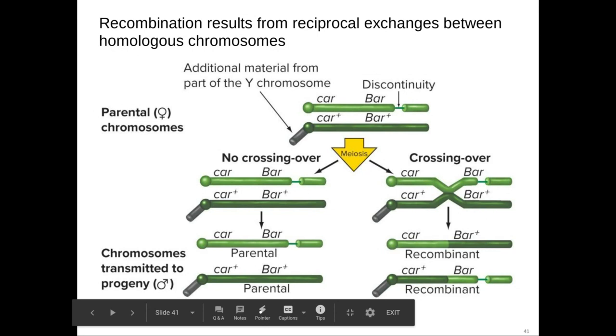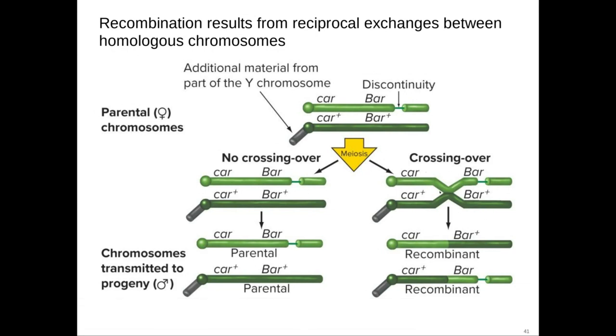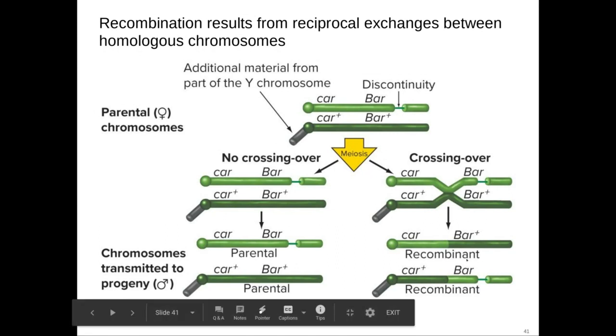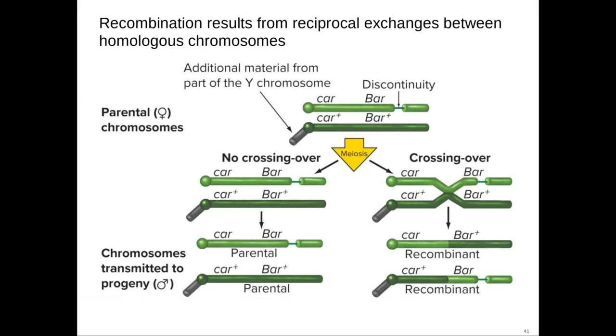But if things are close enough and recombination does occur, we can have that chiasmata form and a swapping of genetic information, thus producing car bar plus and car plus bar, right? And then this discontinuity as well. So again, novel phenotypes, because these genes are close enough together, thus can be swapped via chiasmata, or swapped because of crossing over.